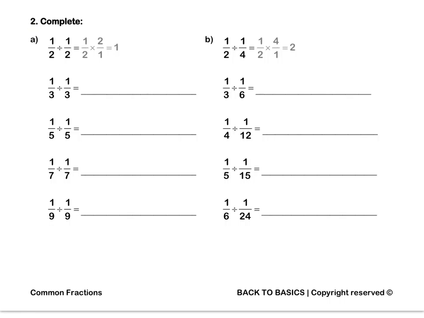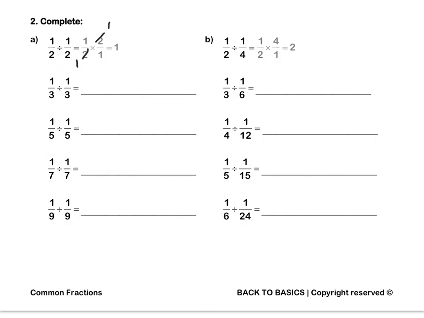Question 2. A half divided by a half. Dividing by a half is the same as timesing by its inverse, which is 2 wholes or 2/1. Then, when we multiply fractions, we simplify in our question. 2 divided by 2 is 1, 2 divided by 2 is 1, and we multiply out to get 1/1 or 1 whole. Let's do this question together.